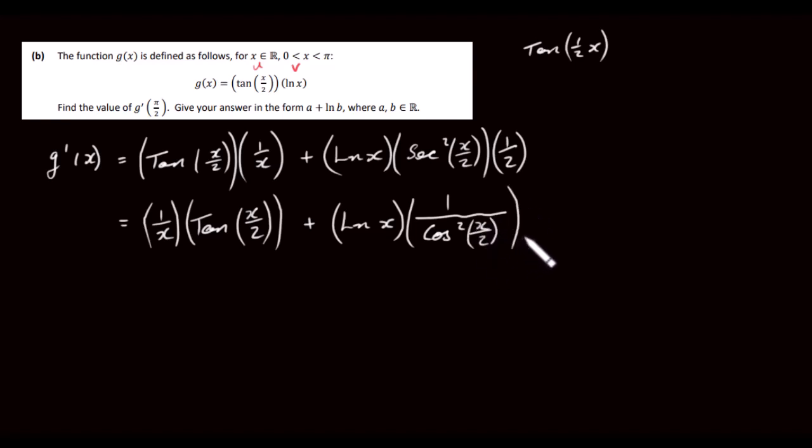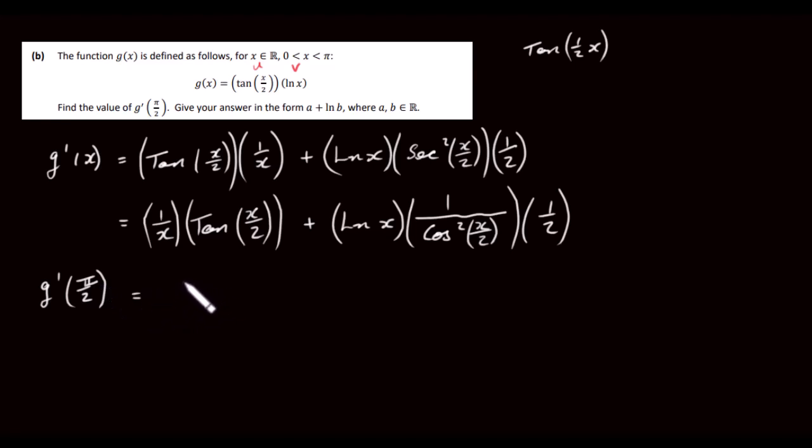So sec of x is 1 over cos of x. So sec squared x over 2 is 1 over cos squared x over 2, and then we're multiplying this by a half. Okay, so at this stage I think I'll leave it like that and put in the pi over 2 instead of x. So what we want is g prime of pi over 2, or 90 degrees if you like. So let's do all of this.